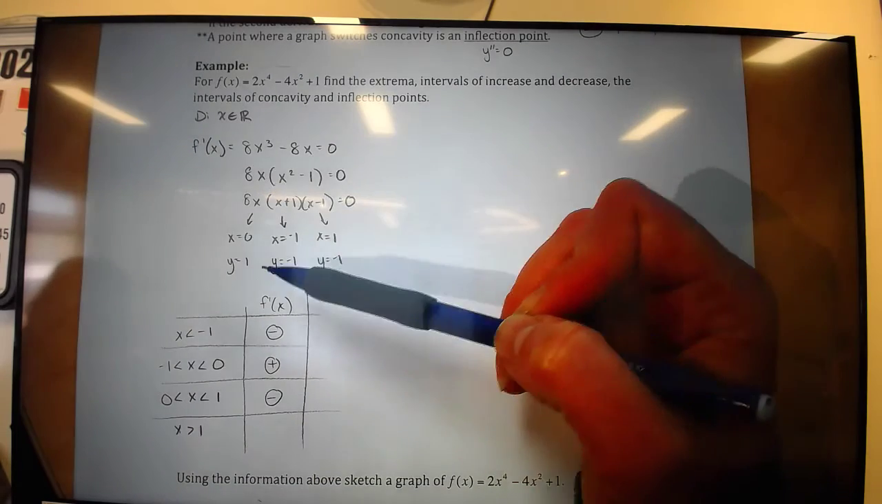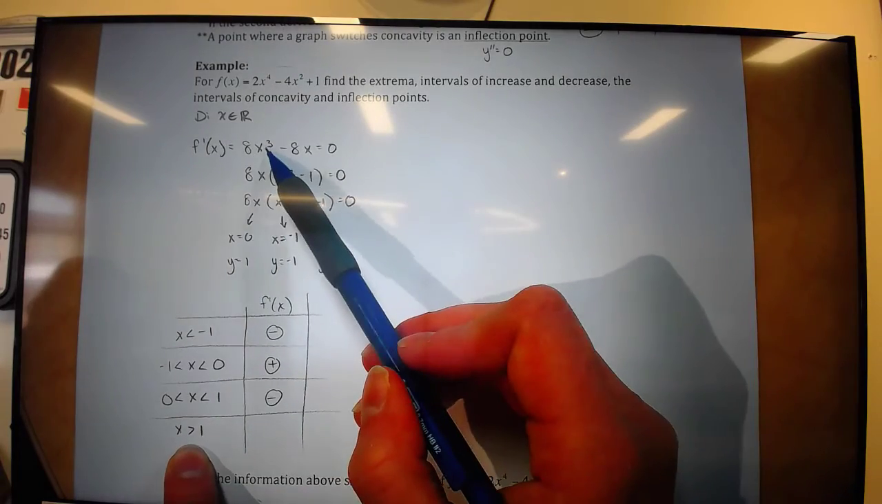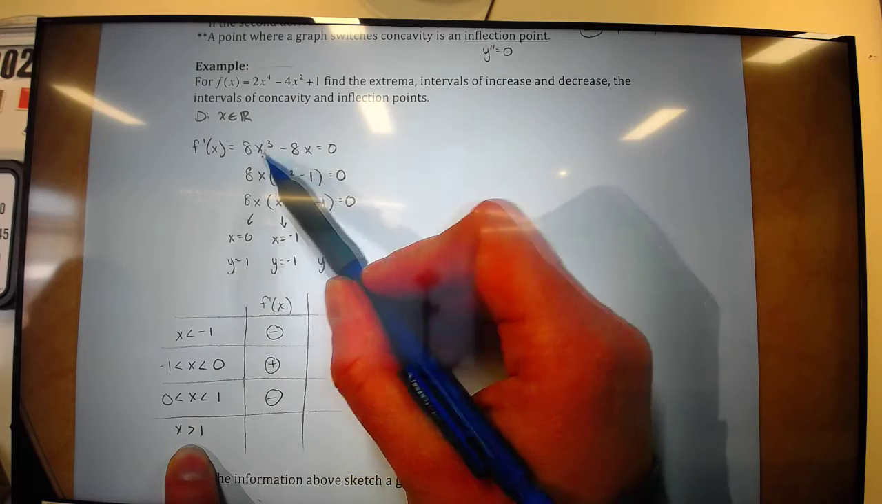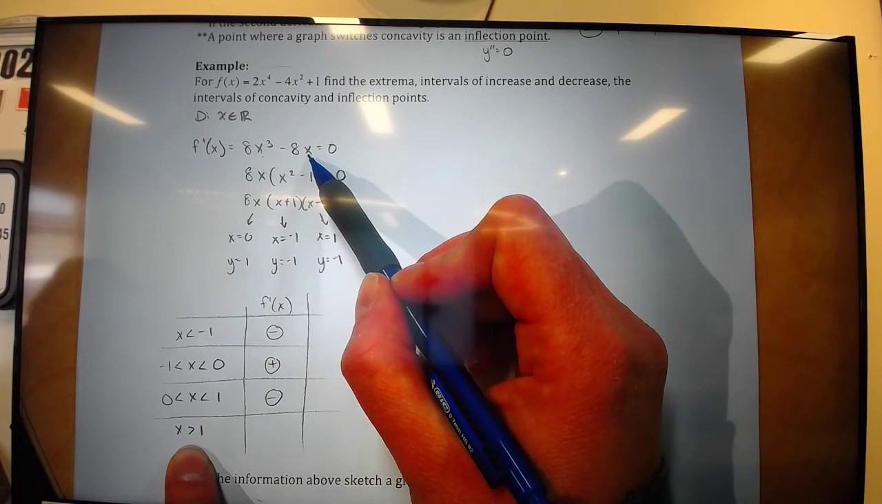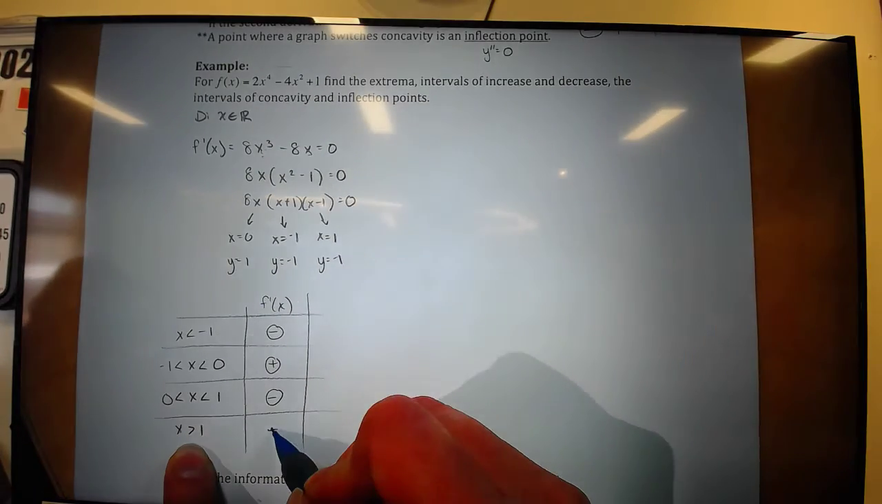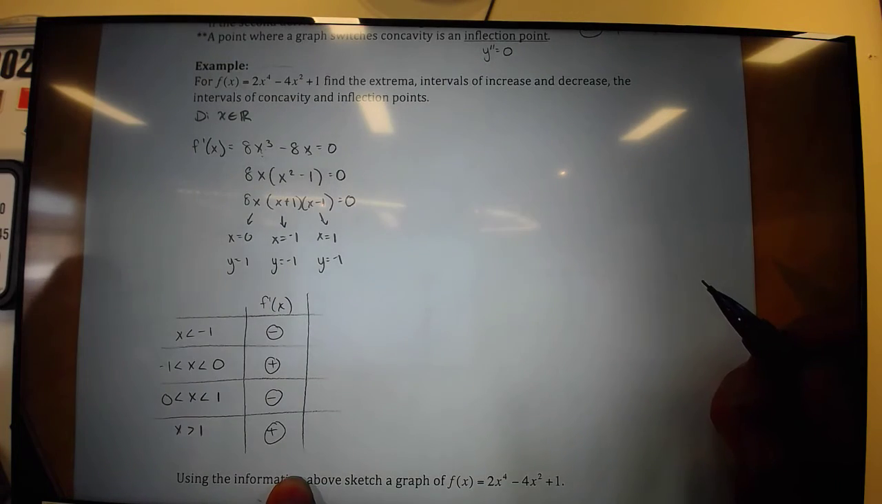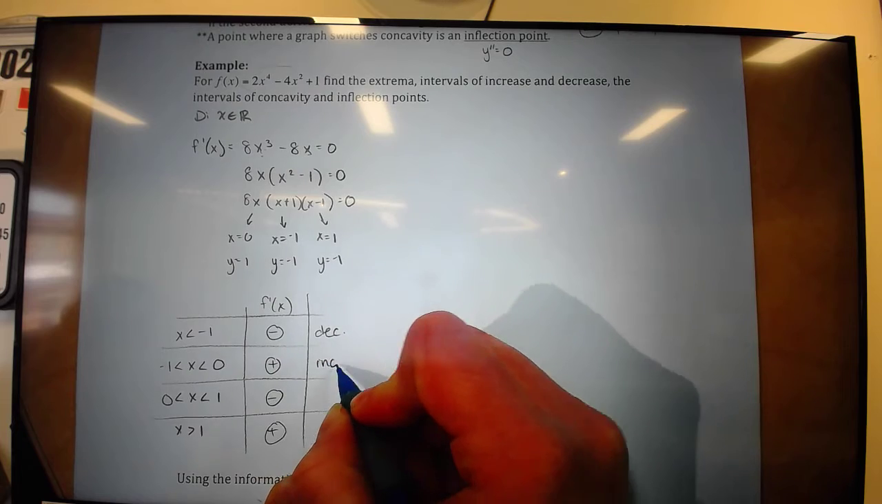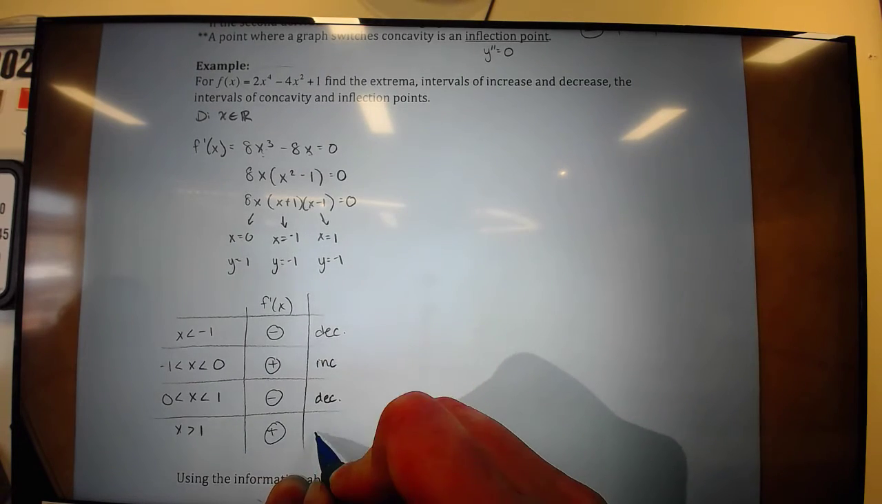So if I pick a 2, 2 cubed is 8, right? So then this is 8 times 8, which is 64, minus 8 times 2, which is 16. That's obviously still a positive number, right? So then we know that this is decreasing, increasing, decreasing, increasing.